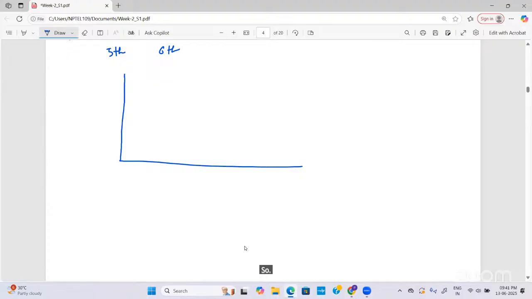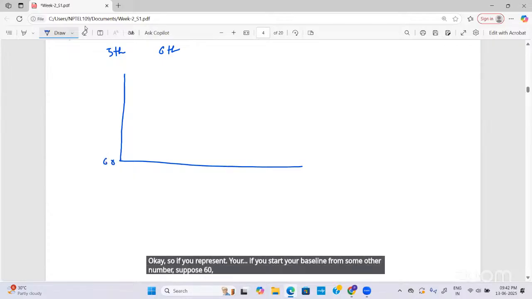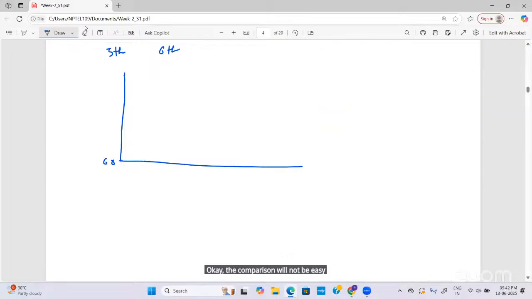So the thing is, we should always start our baseline from 0. If you start your baseline from some other number, suppose 60, then it might not give you the correct idea of your data set. The comparison will not be easy, so that's not a correct representation. That's why we always start with 0 as the baseline.